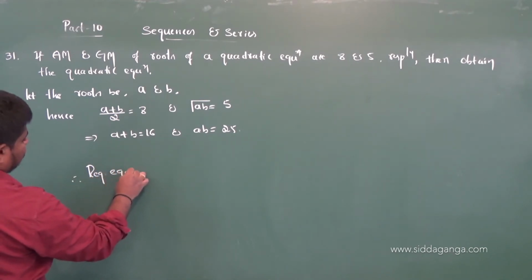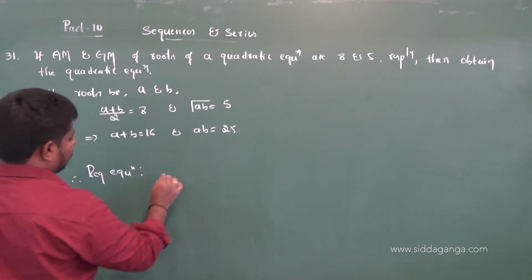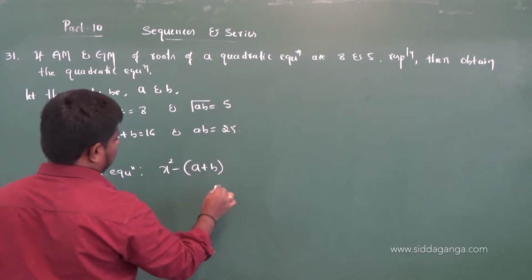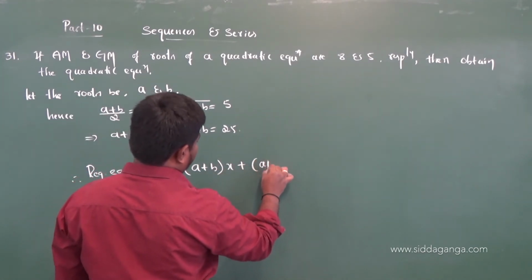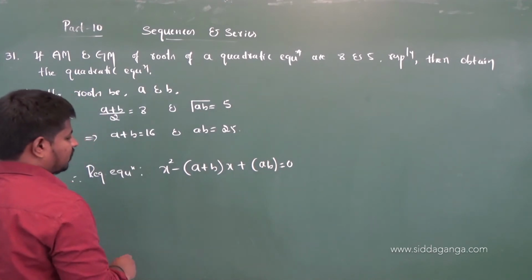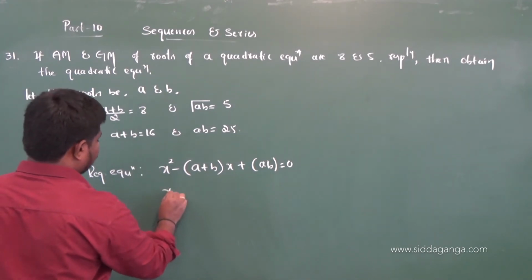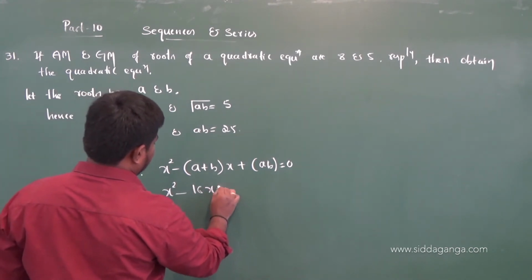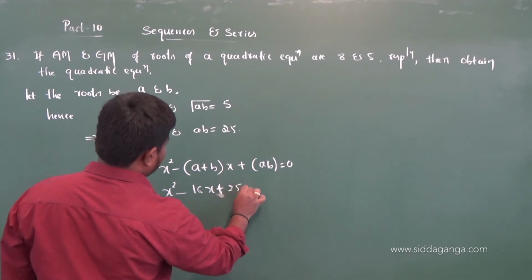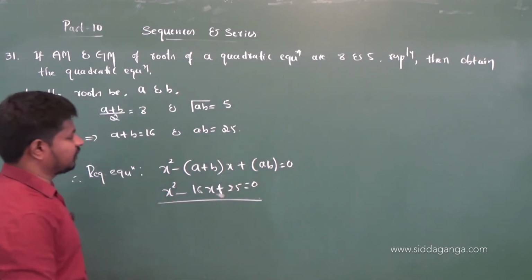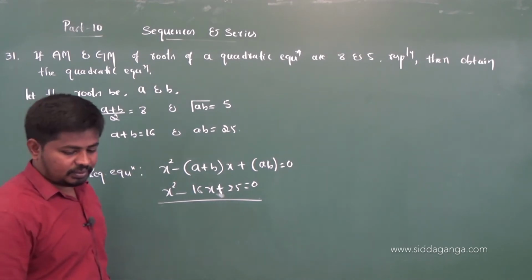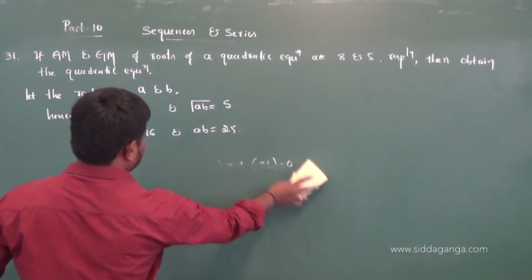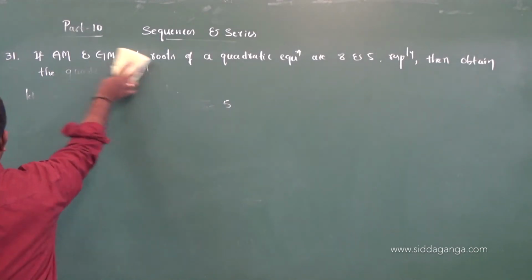Therefore, what is your required equation? We know the standard form of a quadratic equation, that is x square minus sum of roots into x plus product of roots is equal to 0. This is your standard form of a quadratic equation. So x square minus sum of roots, which is 16, x plus 25 is equal to 0. This is your required quadratic equation: x square minus 16x plus 25 equal to 0. So this completes exercise 9.3.